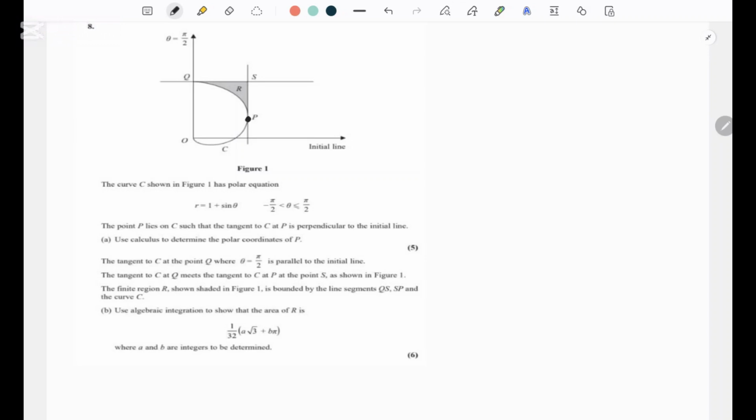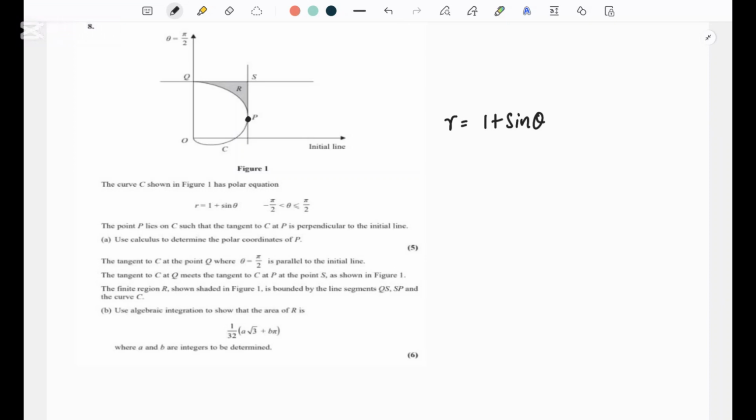To find P, you can't substitute angles into r equals, so the curve is r equals 1 plus sine theta, right? You can't substitute angles for theta and find the coordinates of P because they're asking us to use calculus, right?